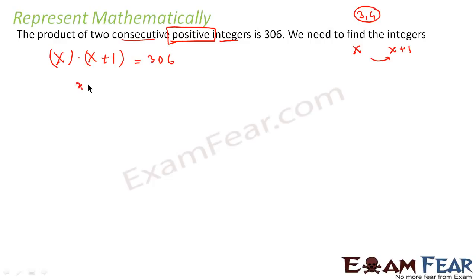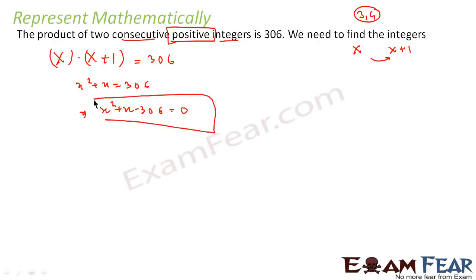That is nothing but x square plus x is equal to 306, or x square plus x minus 306 is equal to 0. This is the equation for the product of two consecutive positive integers, where x is the first positive integer. And we can solve this. To solve this, we'll learn very soon.